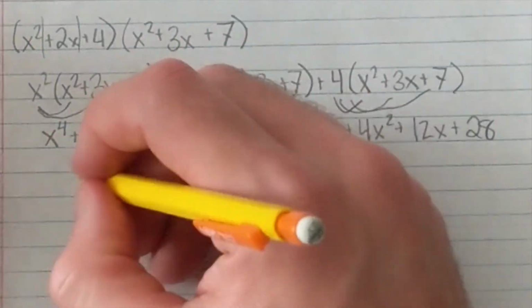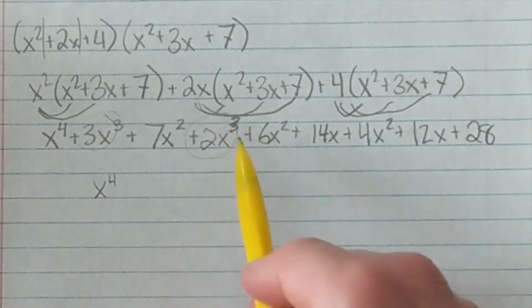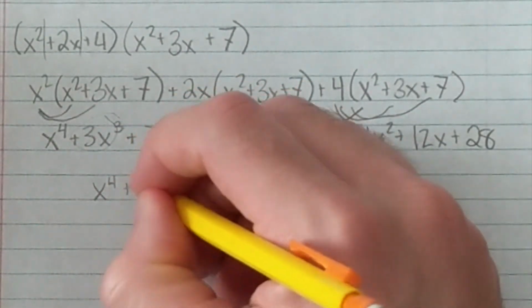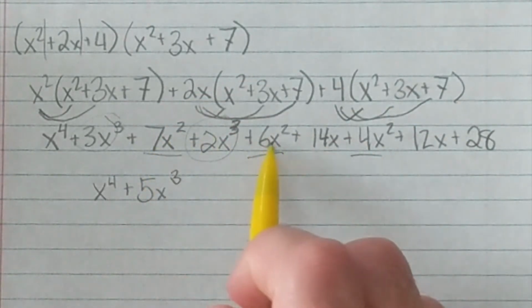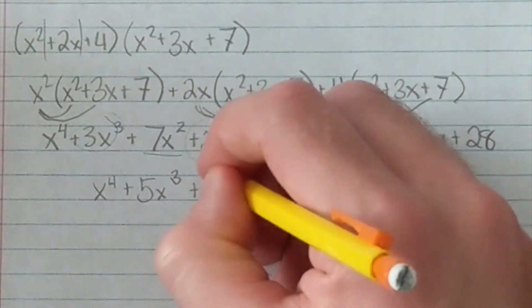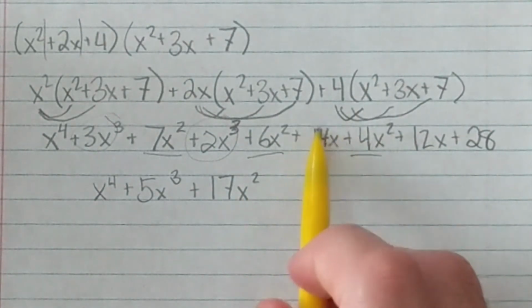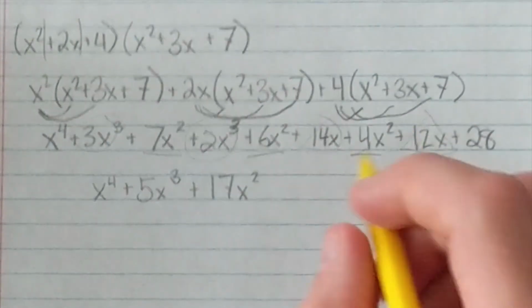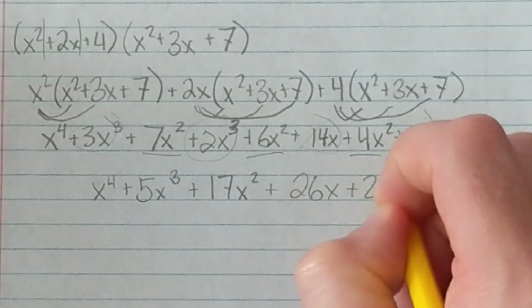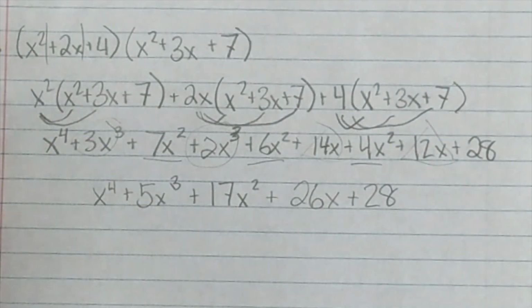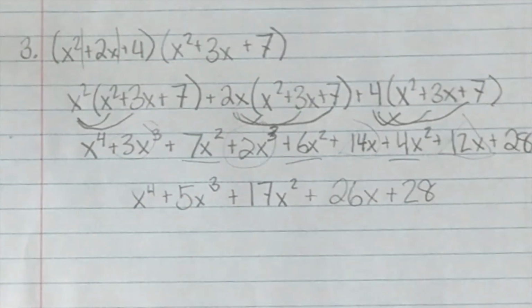So there's no other x to the fourths, so we'll put x to the fourth in our answer. The x to the thirds, there's only 2 of them, so 3 plus 2 is 5x to the thirds. Our x squareds, there's 3 different terms, so 7 plus 6 plus 4 will give us 17x squareds. And then finally we have our x's. 14 and 12 will give us 26x and then plus 28. And that is our final answer there. Again, all of our exponents are different, so nothing can be combined any further. That is the last one we're going to do together.